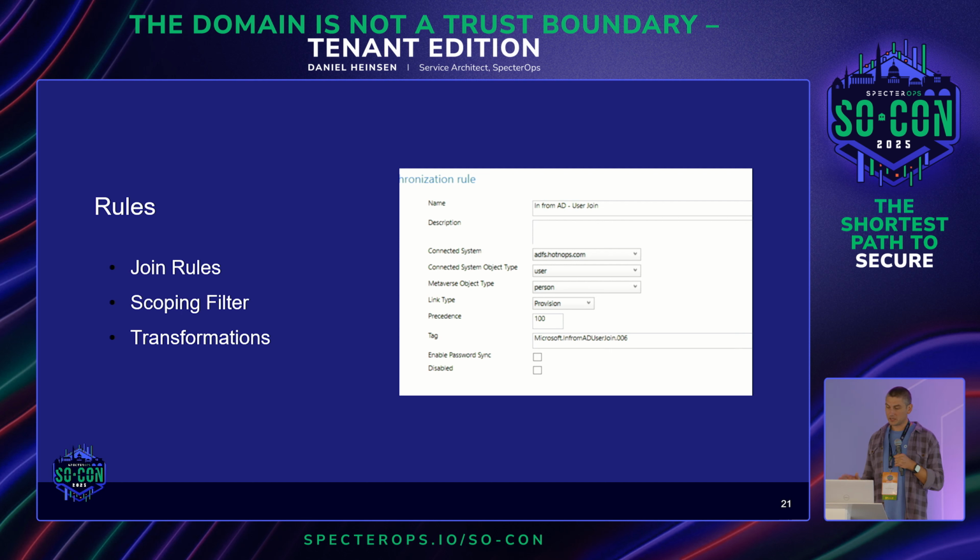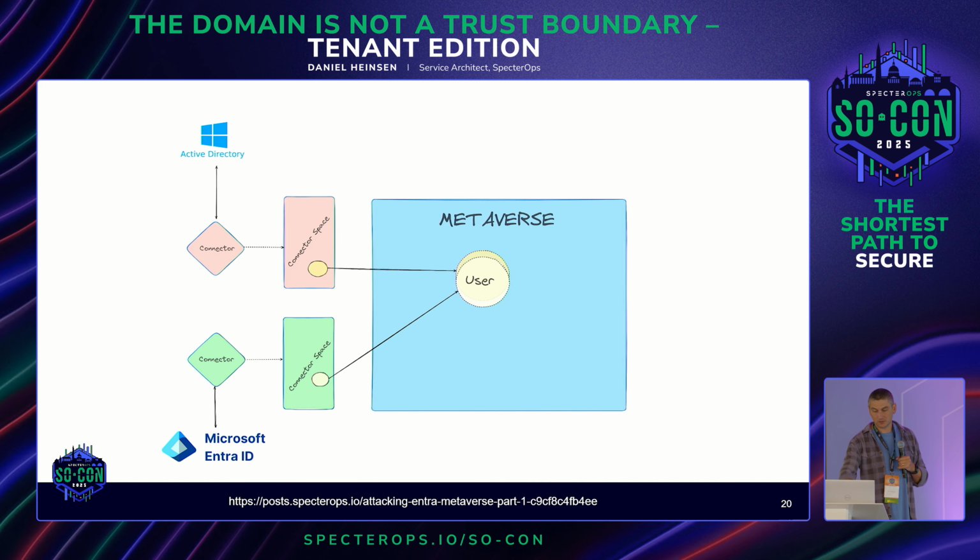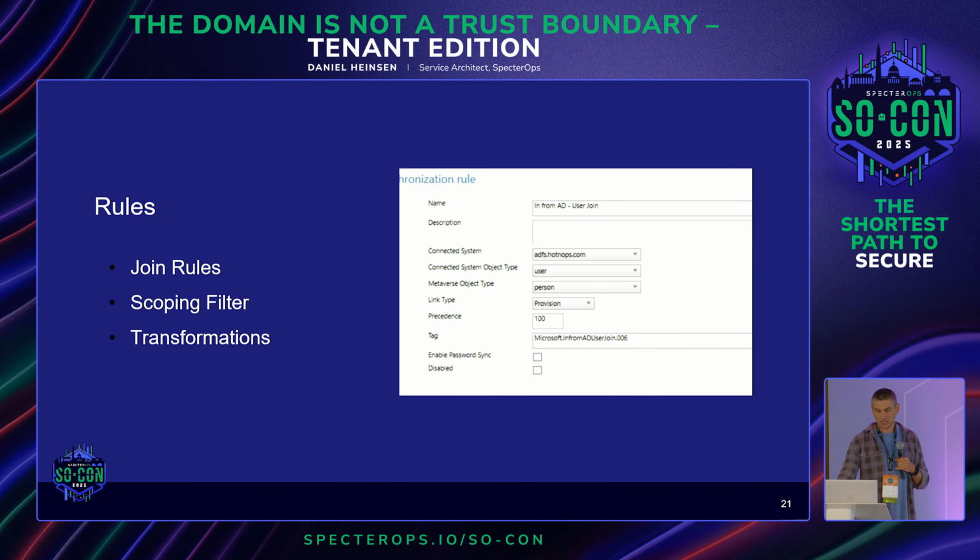And so we need to understand how rules work. And for what we care about, the primary thing is how joining works. If I go back, how do these users in the connector space get tied up to the things in the metaverse? How do they get linked? And then scoping, filtering, and transformations are going to be pretty self-explanatory.